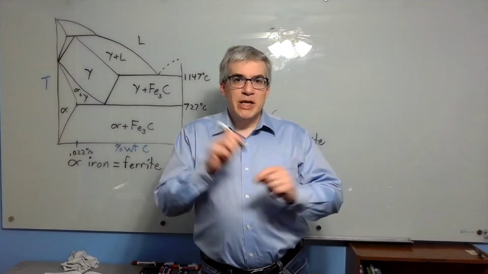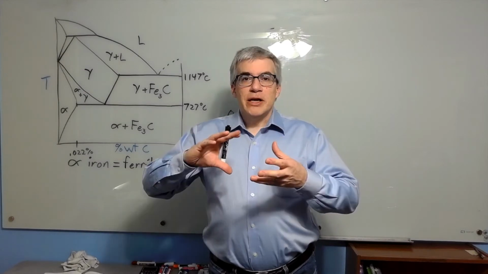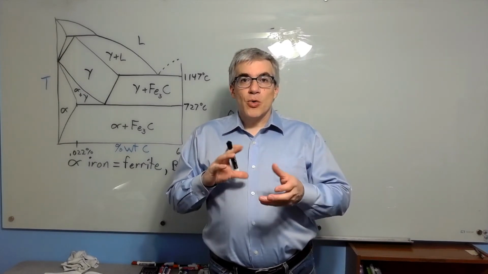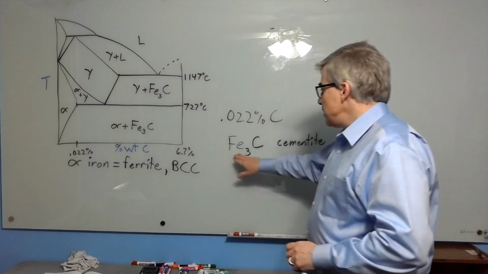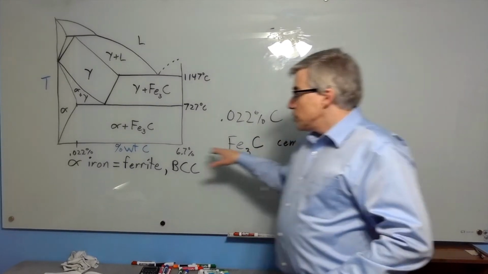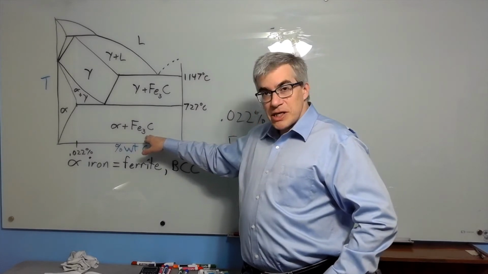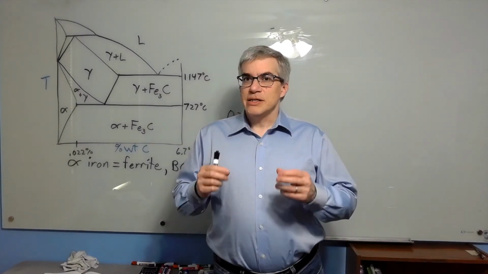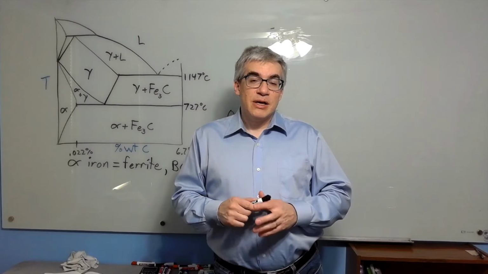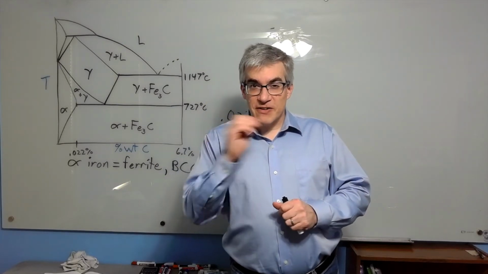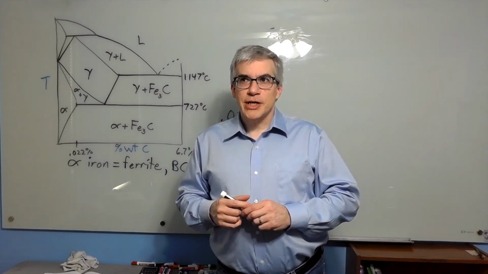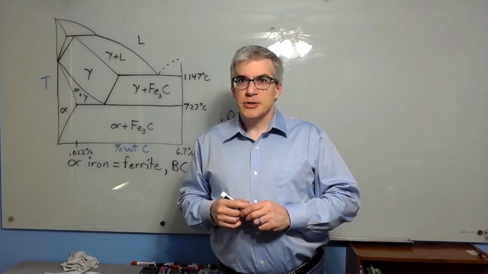Once you start having too many carbon atoms near each other, you get a new crystal pattern, an orthorhombic crystal of Fe3C or cementite. So you have a mixture of alpha and Fe3C. It's weird to think that metal is crystal, but it actually is. It's just many, many crystals, very, very fine. Hard to imagine what one gigantic crystal of iron would actually look like.